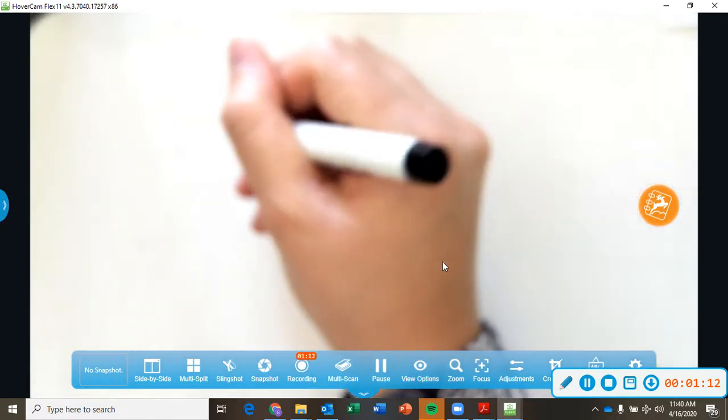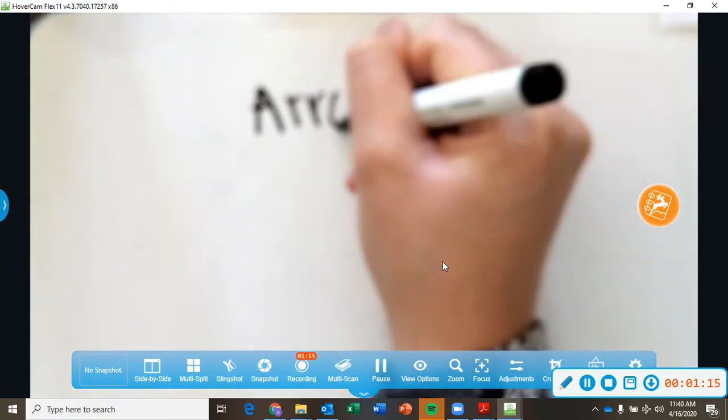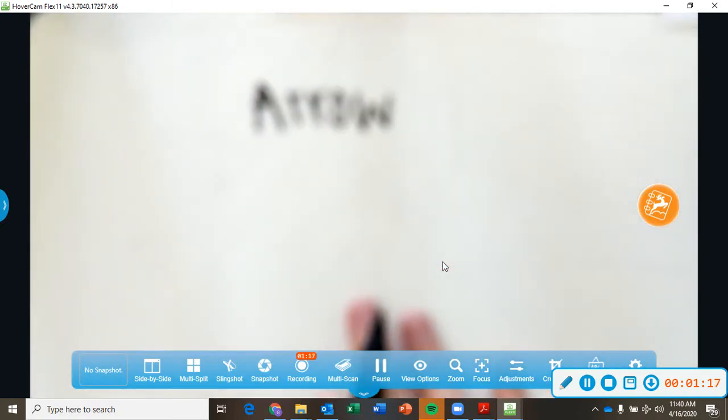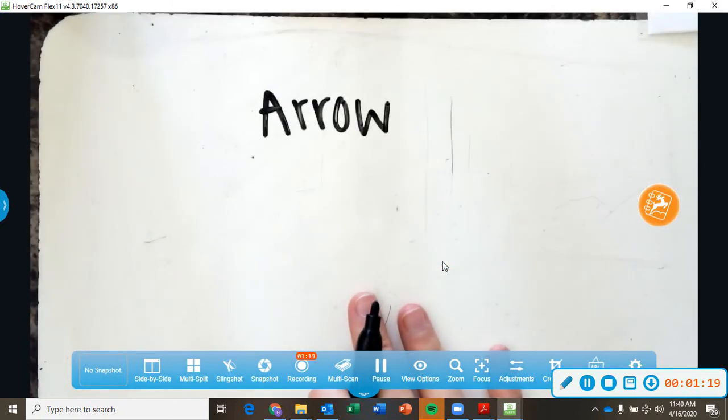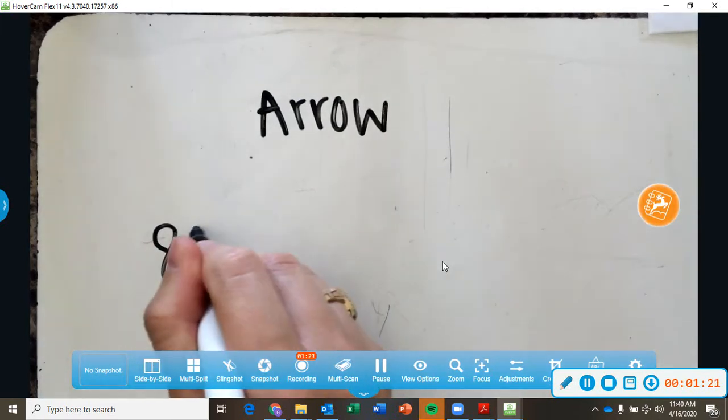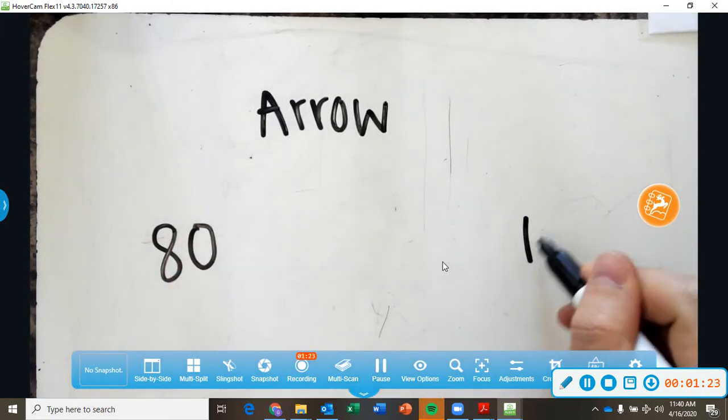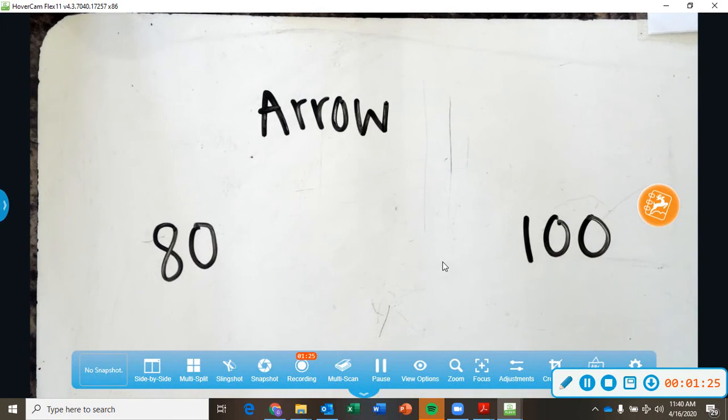Okay, so the first way I'm going to do is the arrow way. And we know that Jeremy has 80 cents. He's starting with 80 cents. And we have to get to 100 cents, which is the same as $1. Okay, so they can use the arrow way to add by 5s, 10s, whatever is easy for them to skip count by.